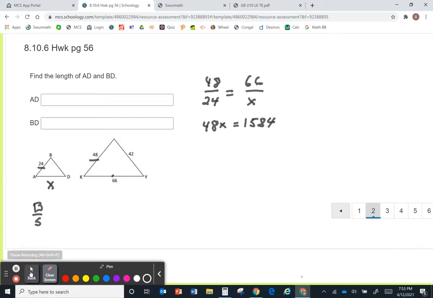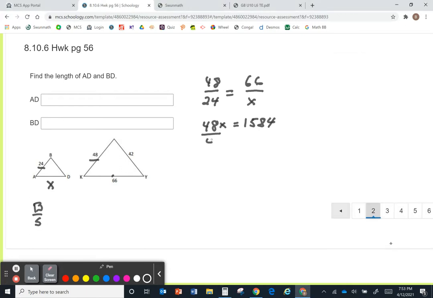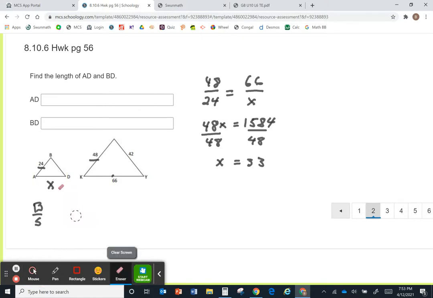Then you divide both sides. 1584 divided by 48 is 33. X is 33. X is the same as AD, so AD is 33. Now look, that's the slow, long, hard way.